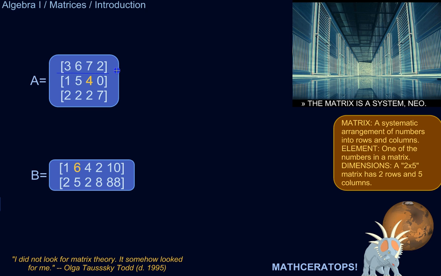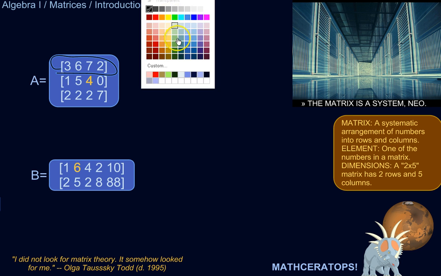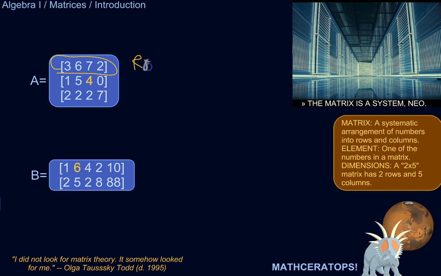Let me draw some stuff. This is a row. That's a row. So there's one, two, three of those in this matrix. And this is a column. Column. So there's one, two, three, four of those for matrix A. So this is a 3 by 4 matrix.